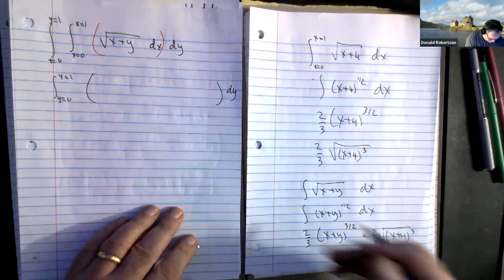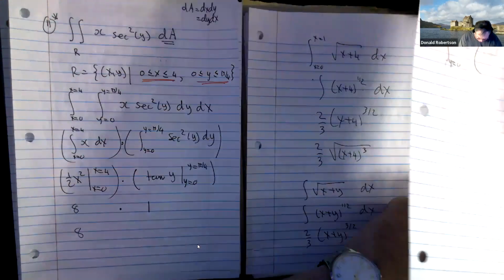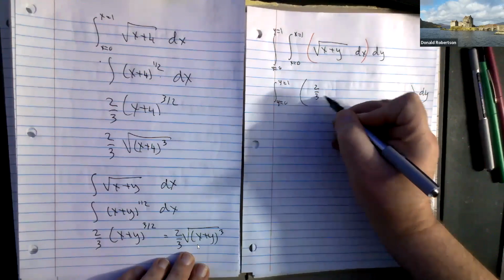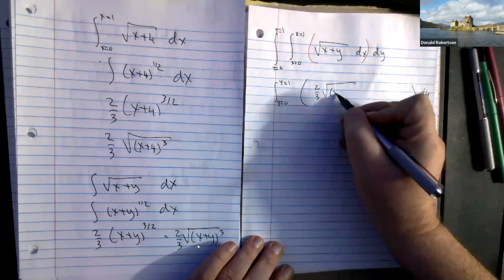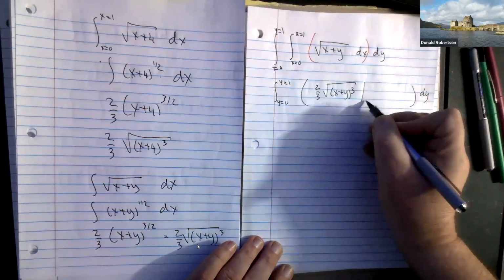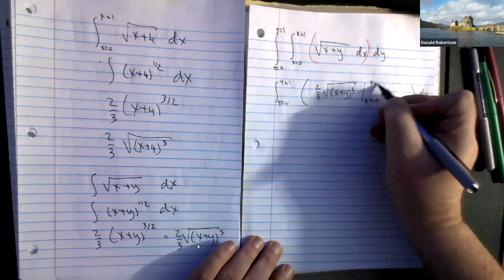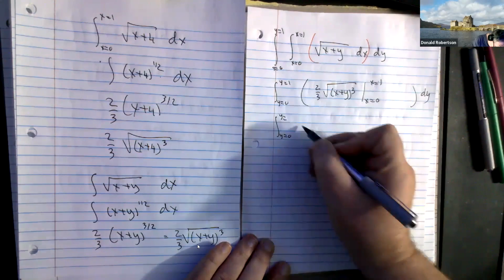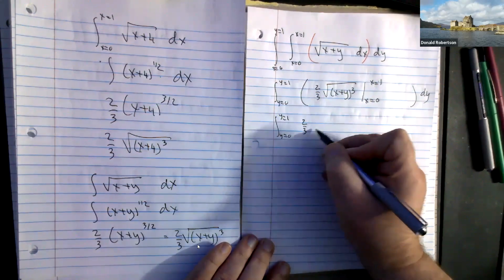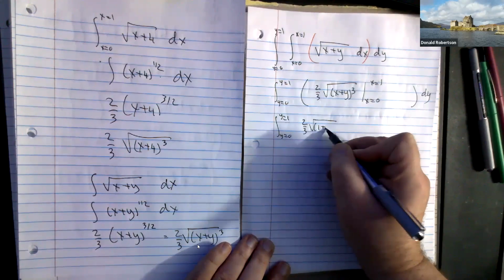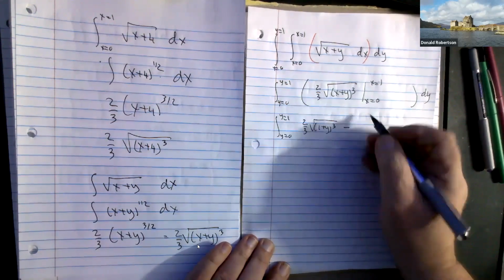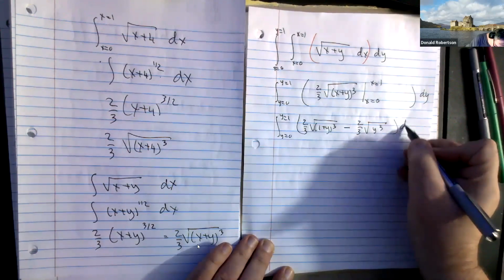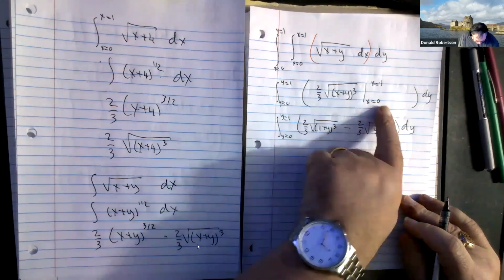So this fella here, this guy here, he becomes 2/3 the square root of x plus y cubed, evaluated from x equals 0 to x equals 1. So if you plug in x equals 1, let's see what we get. We get 2/3 the square root of 1 plus y cubed. And if you plug in 0, you get 2/3 the square root of y cubed. So plug in x equals 1, plug in x equals 0.